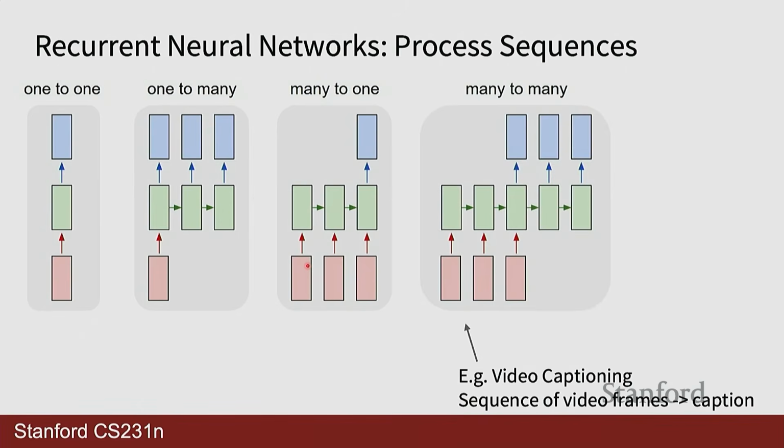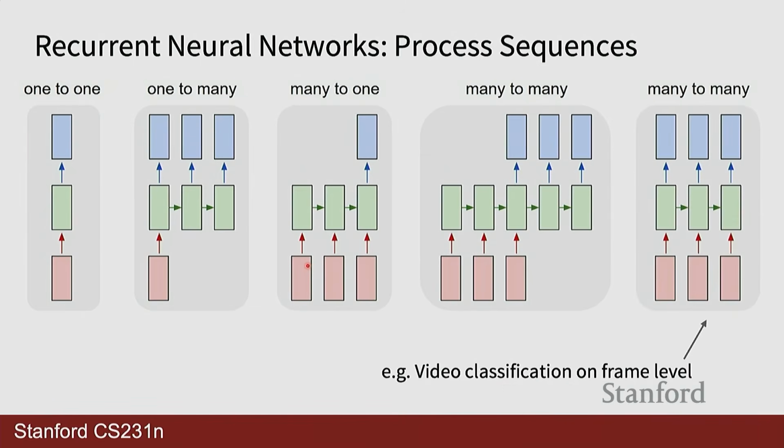And then you also have many-to-many. So the number of inputs and outputs in the sequences don't need to match. So you could have your input is a variable number of frames, and your output in this case could be a caption of variable length, and they don't need to necessarily match, but they could match. So for every single input, you have one output.